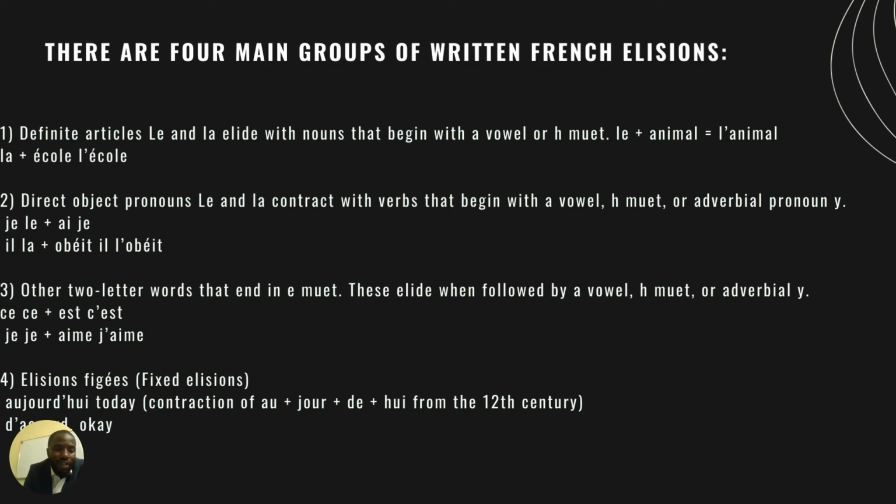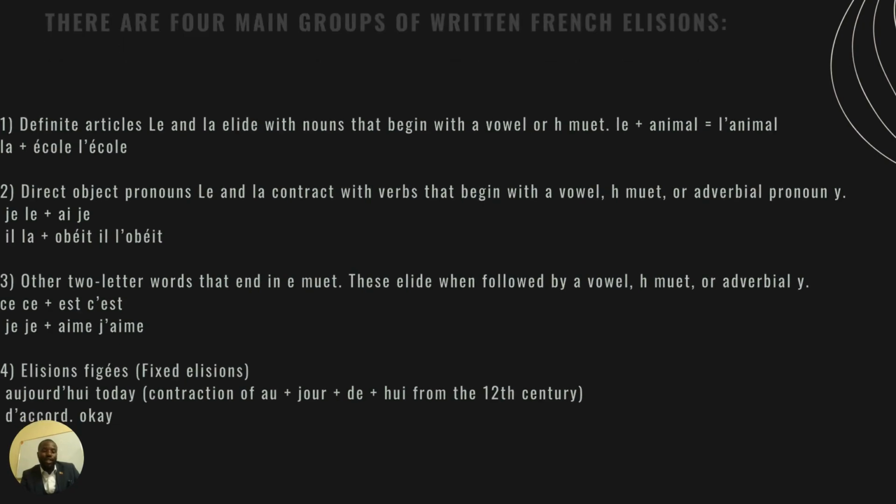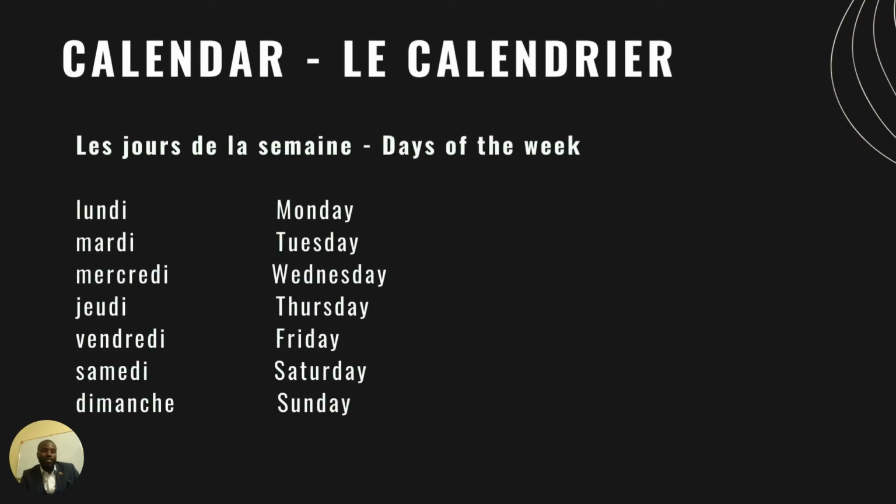Elision figée, fixed elision. For example, the word aujourd'hui means today. It is the contraction of au plus jour plus de plus hui from the 12th century. This is what is a fixed elision. Then d'accord: if you want to say okay, you say d'accord, which is D apostrophe, then A, double C, O, R, D. D'accord. This is also another fixed elision.